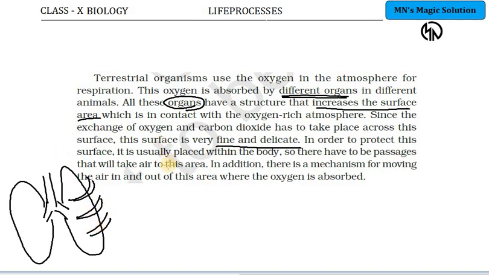In our next session, we'll learn exactly how breathing takes place in humans, and how the exchange of gases takes place through various parts inside the lungs. We'll see that in our next session.